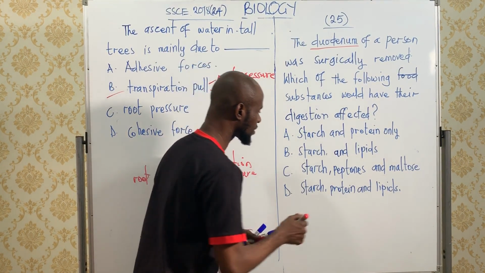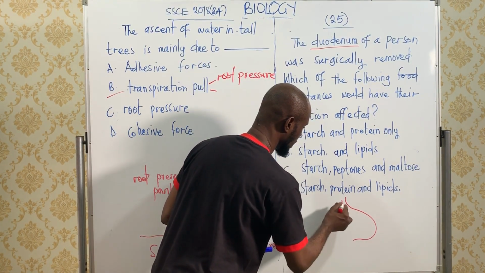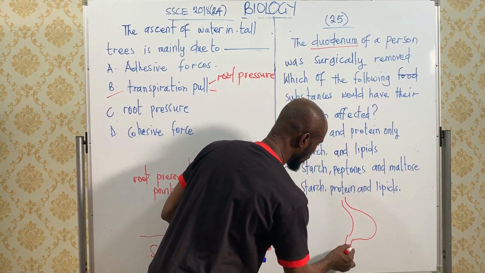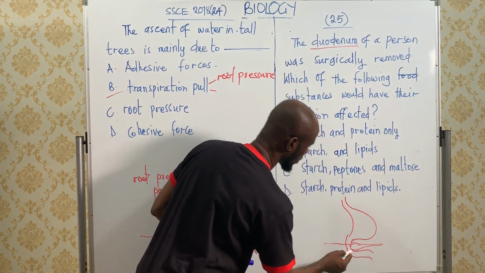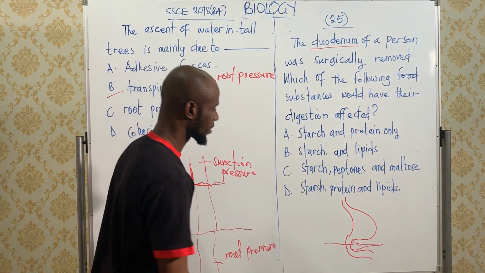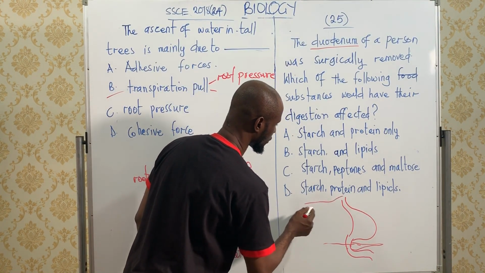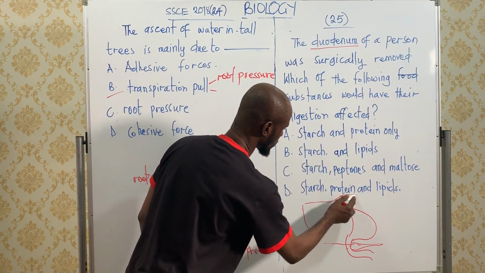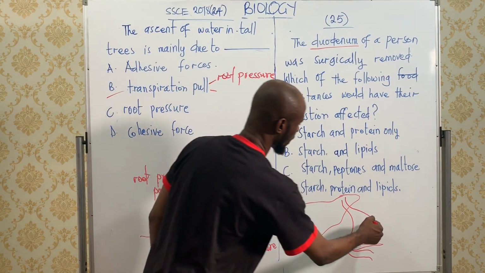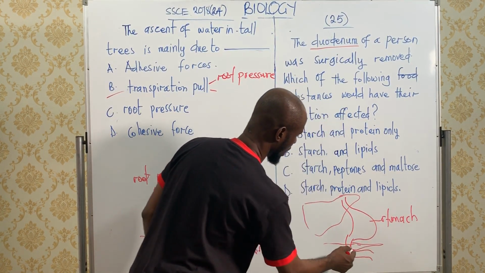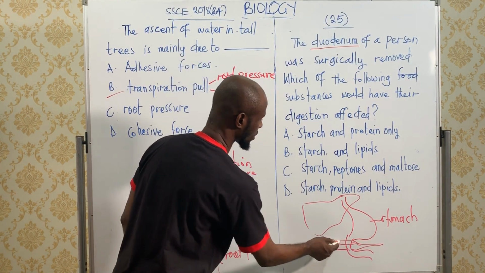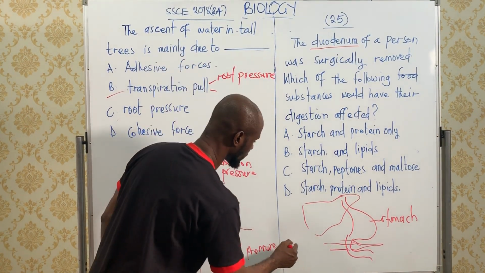So we have the stomach. This is how our stomach looks like. After the stomach, we have the duodenum. We have the pancreas here, and we have our liver here. The liver is around this place. So we have the stomach, and the first part of the small intestine after the stomach is called the duodenum.